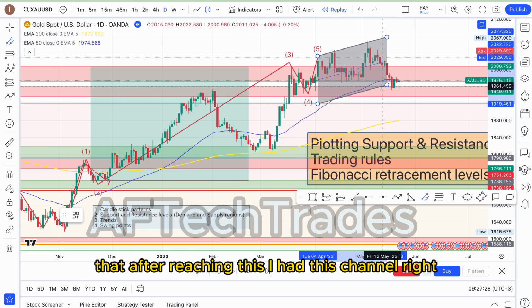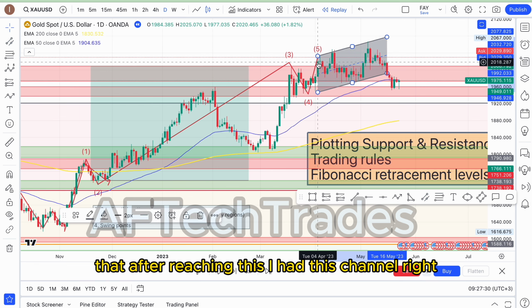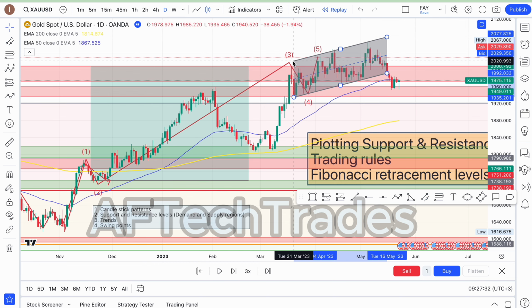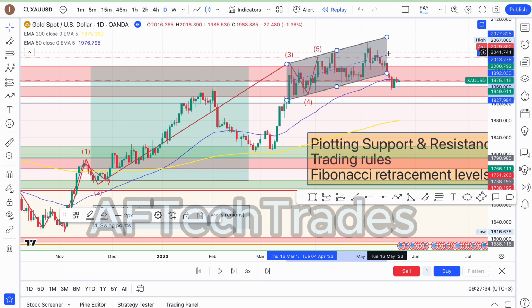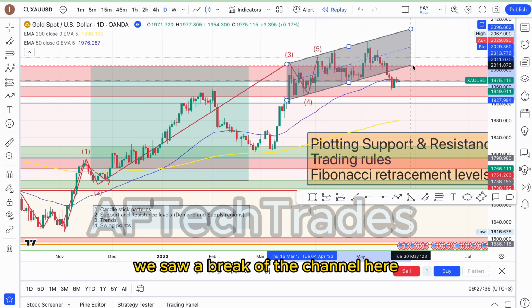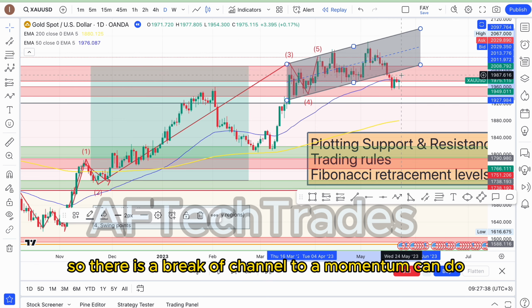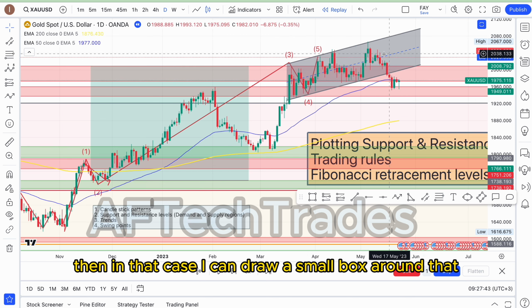after reaching this, I had this channel, right? Started from here. What happened? We saw a break of the channel here. So there is a break of channel through a momentum candle. Then in that case, I can draw a small box around that.